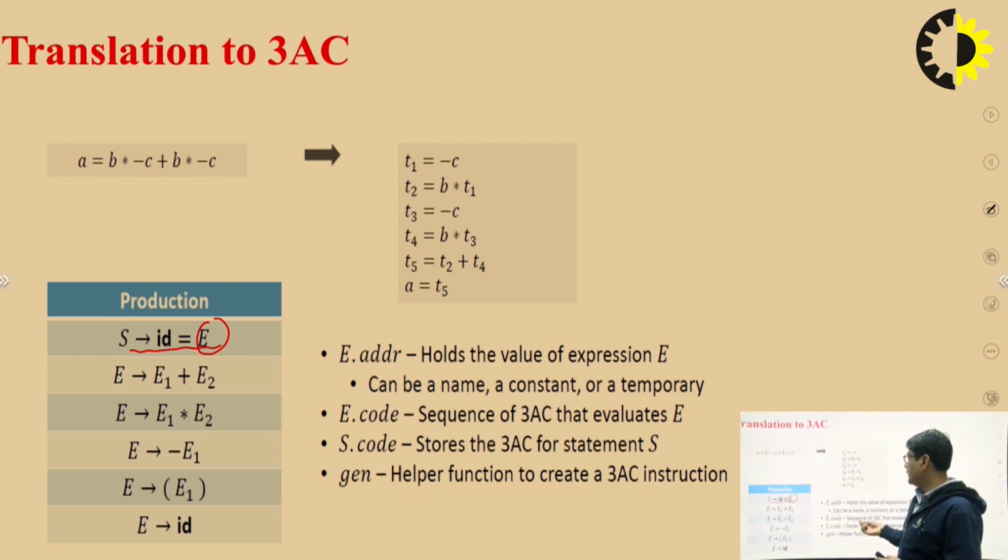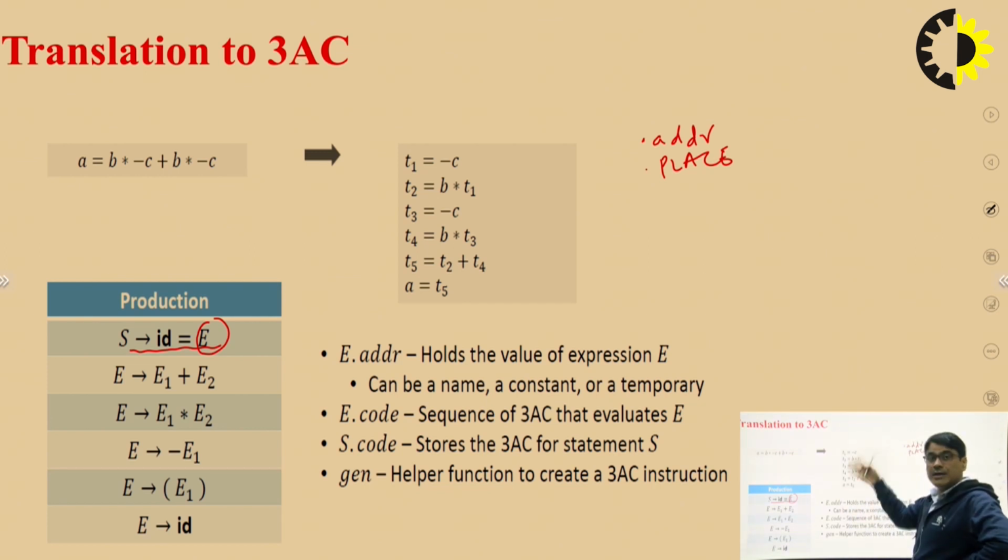So here we are using different semantic actions, that is E.addr. Addr means address. We are also using dot place somewhere. What does dot place do? It holds the value of expression E. It can be a name, a constant, or a temporary. So these are the differences. Name means a single variable is defined. Constant means there is some value directly given as a constant, and temporary means it comes from some calculations.